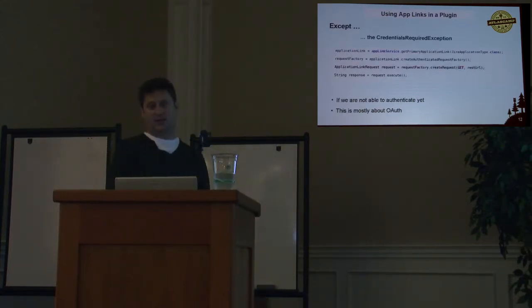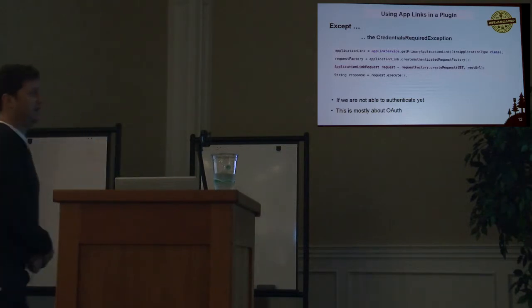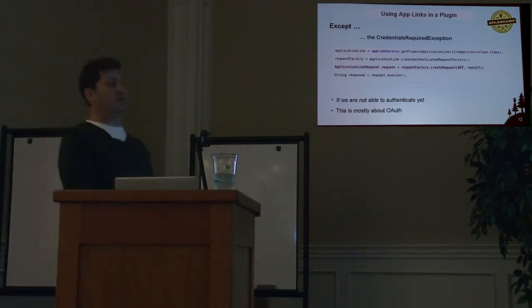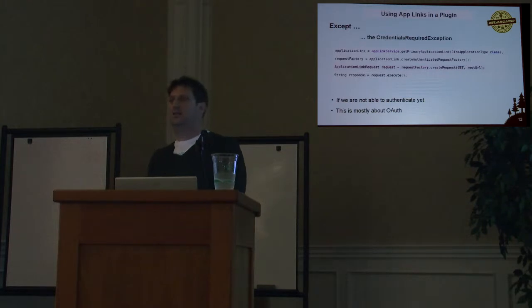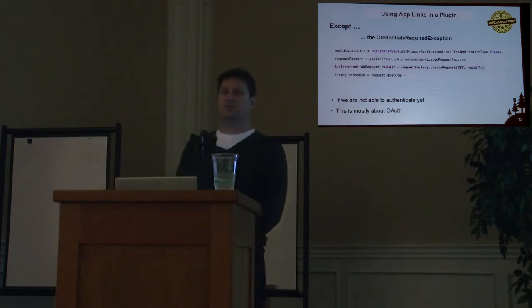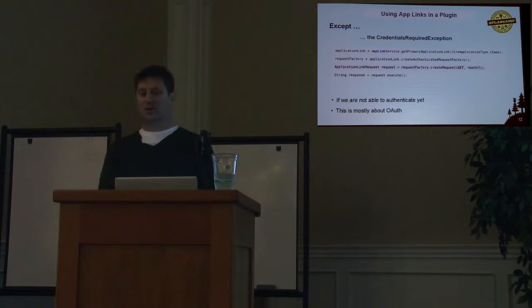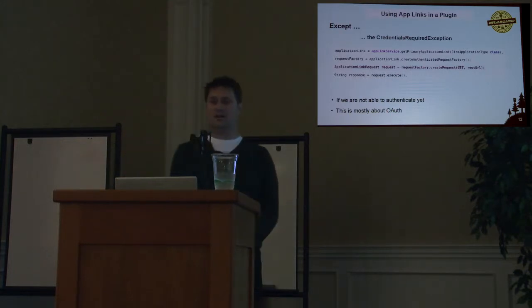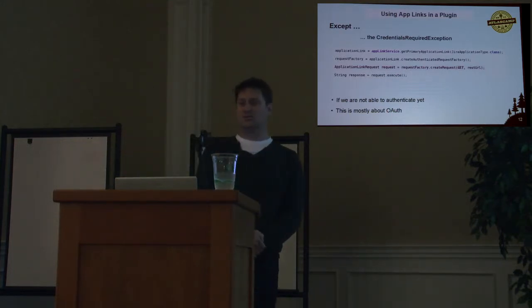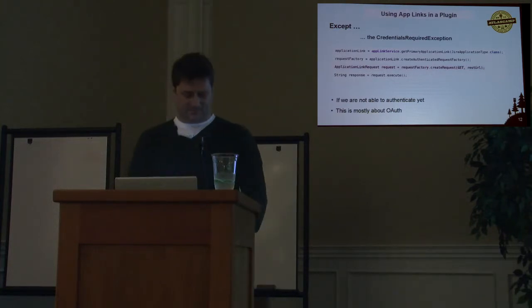The one small gotcha, I don't know how well you can see it on the screen there, it washes stuff out a bit. That request factory, the request method, can actually throw a credentials required exception. So if for some reason it's not ready to be able to make an authenticated request yet, it will throw this exception, and you will have to do a little bit of work to help that happen. So this is really all about OAuth. It won't happen for the other authentication types out of the box. So let's have a quick look at those authentication types and what they actually mean.